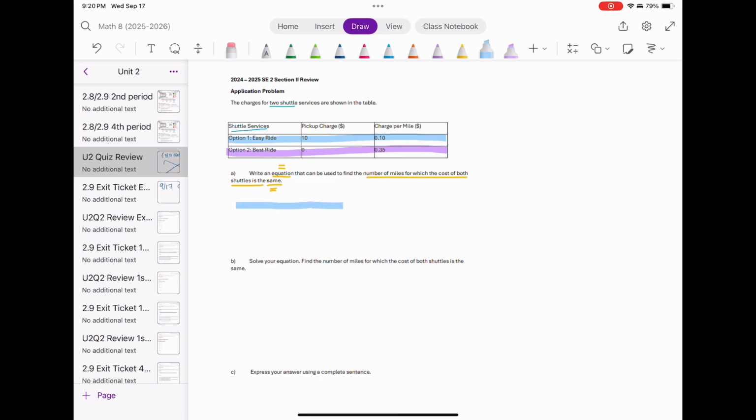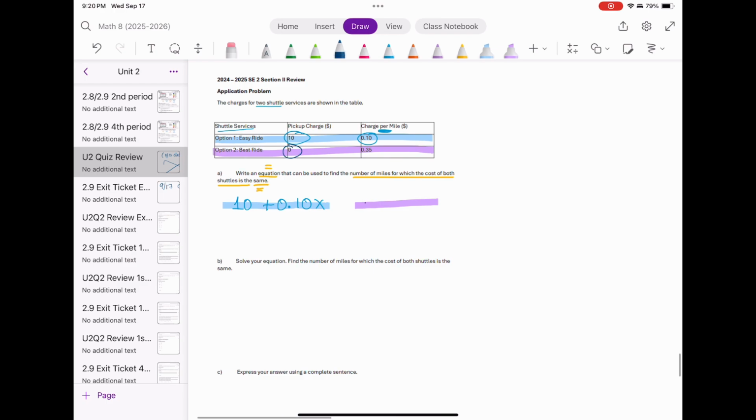So in blue, it says Easy Ride charges $10 for pickup charge. That's a one-time fee, so no X. And then it charges 10 cents per mile. The keyword is per, so that means that 10 cents is going to get an X. For Best Ride, the pickup charge is $0, so I'm going to write 0. And then they charge 35 cents per mile. So per mile, that means multiplication. So 35 cents X.